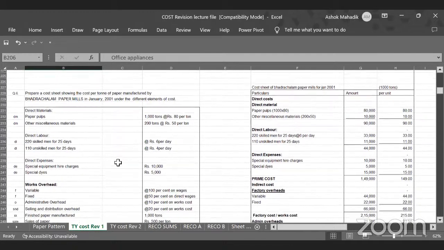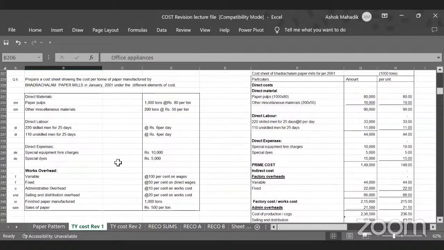A very different sum is there. I'll show you how to post them, how to make a post out of this. I'll read it. Prepare a cost sheet showing the cost per ton of paper manufactured by Bhadrachalam paper mills under the different elements of cost. Okay, so element of cost means our cost sheet. Direct cost and indirect cost.